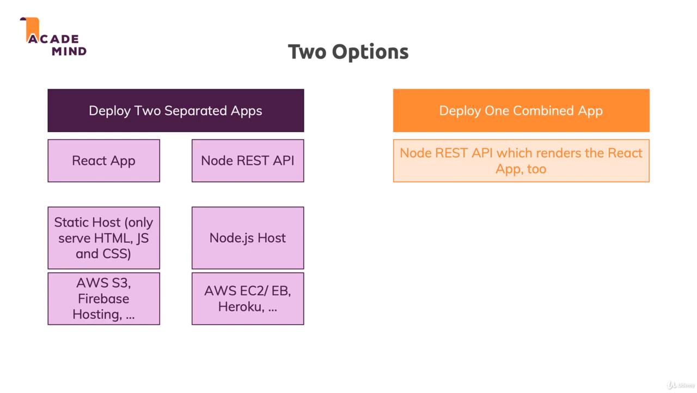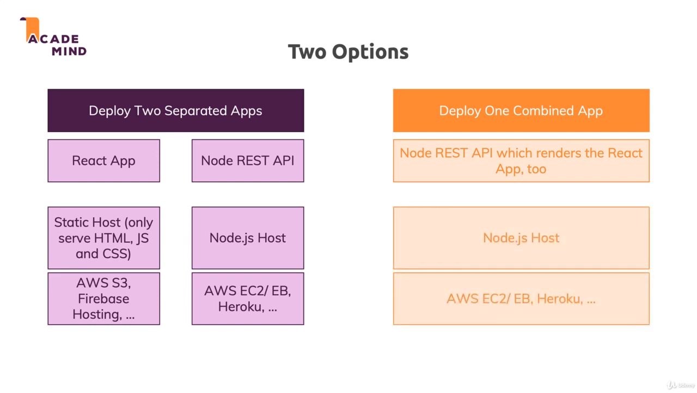Now, in the other case, where we have one combined app, we just need a provider which is capable of executing Node.js code because, well, we have an app that needs to execute Node.js code. And then in our Node.js code, we need to ensure that for certain requests, we just return our index.html file, our React scripts, and our CSS files. So we will need to tweak our Node.js code for that and then just push it as one app onto some server. Now, I will show you examples for both.